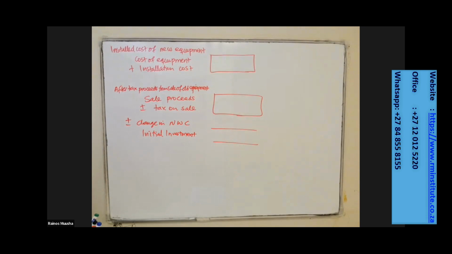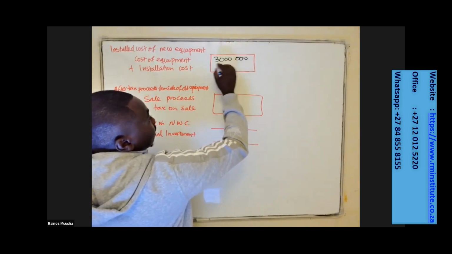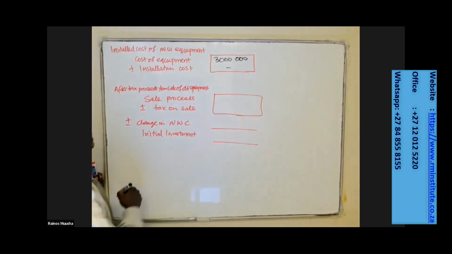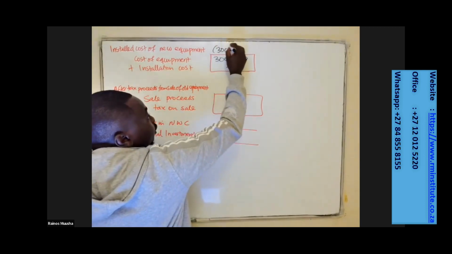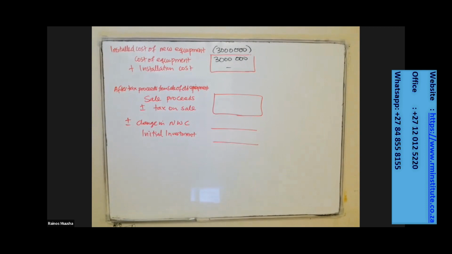Now, what are we given in the question? They tell us that the new equipment is going to cost 3 million, and they don't mention anything to do with installation cost. So the cost of the new equipment is going to be 3 million, which is a cash outflow to us, because we're spending 3 million to get this equipment.